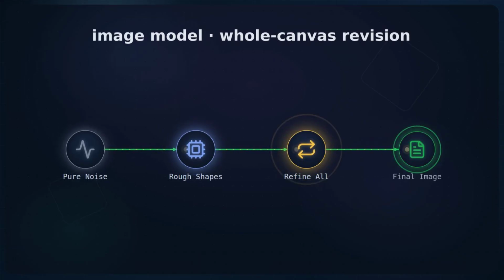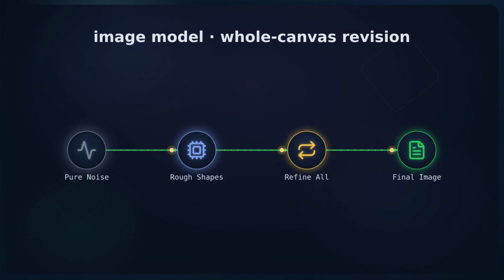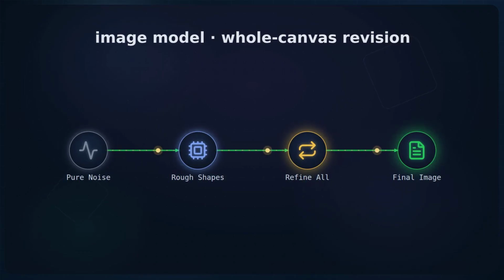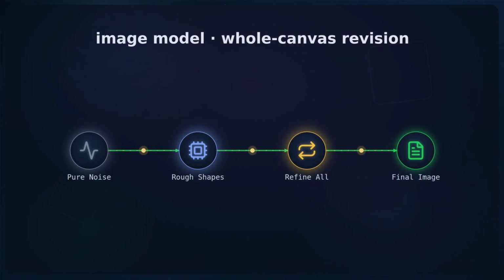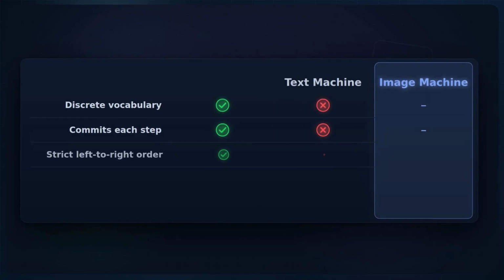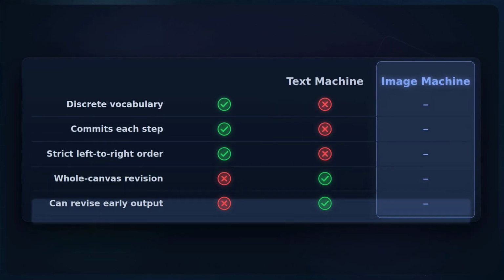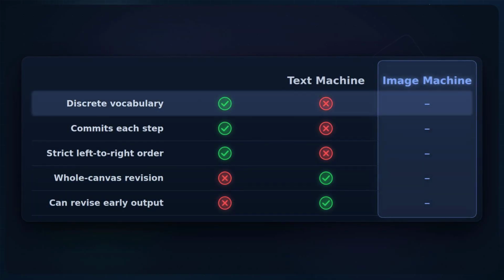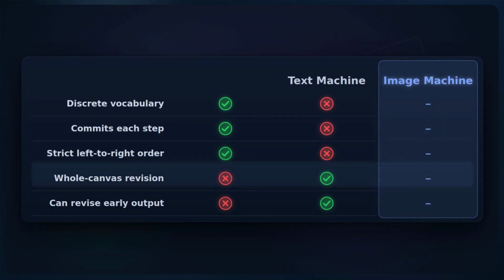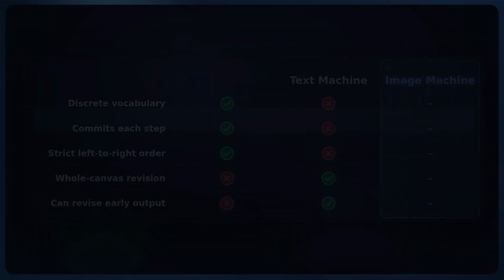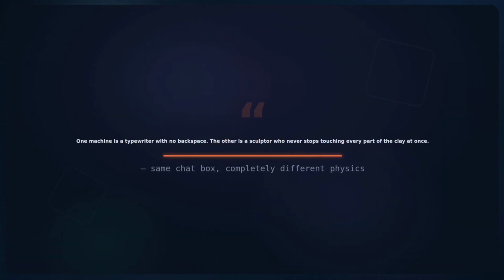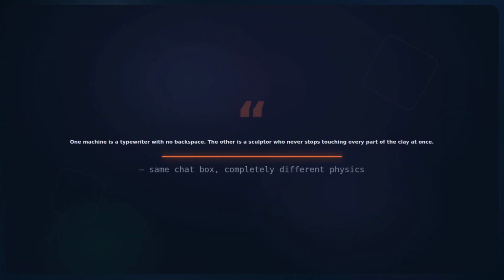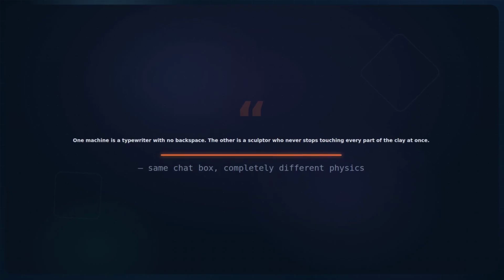The image machine works on continuous values. No vocabulary of pixels, just numbers that can shift by any amount. Nothing is committed early. Every pass revises the entire canvas at once, and a region that looked like a tree at step 10 can still dissolve and become a building by step 20. Revision isn't a special feature. It is the entire algorithm. One machine is a typewriter with no backspace. The other is a sculptor who never stops touching every part of the clay at once. Same chat box, completely different physics.